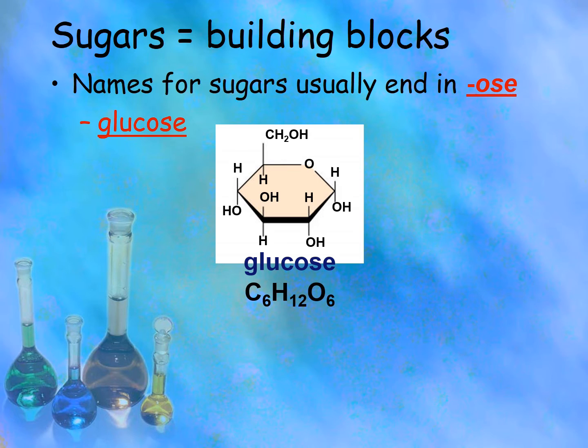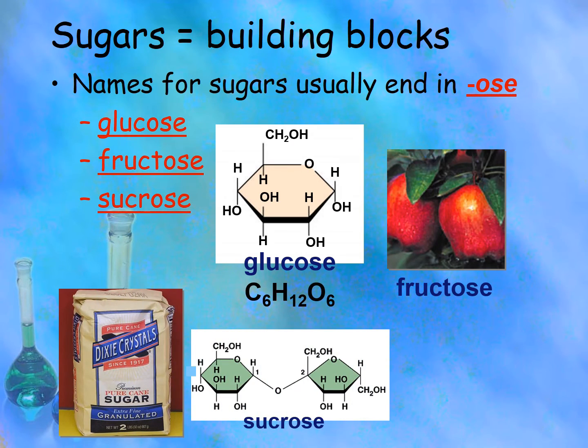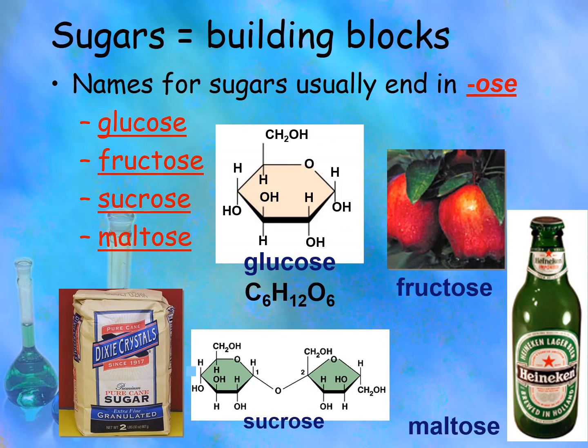So here's glucose, and you can see it's got that ring structure. Fructose is actually a little more complex. You'll find it in fruits. Sucrose, that's table sugar. A little bigger molecule. It's considered a disaccharide, 2 sugar molecules. Maltose, they do use this type of sugar in certain alcohol beverages.